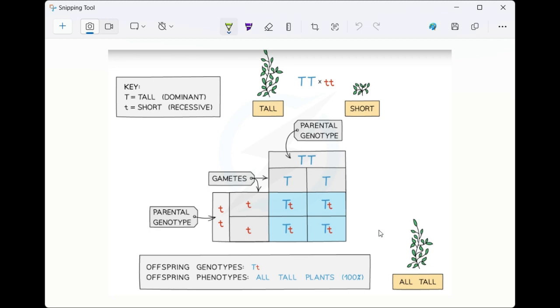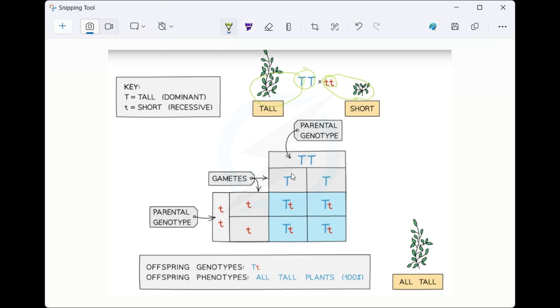So this can be represented using a Punnett square. So we have two parents, one with capital T alleles and one with small t alleles. A capital letter means it's dominant and a lowercase letter means it's recessive. And again, you need to have two recessive alleles to experience the actual characteristic. So in this case, for you to be a short plant, you need two recessive alleles. But to be a tall plant, you only need one of these capital T's. So dominant only requires one of them.